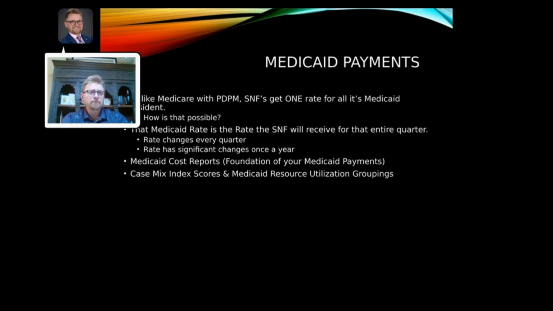Once a year, the rate can change significantly, and that's called rebasing. We'll also get into that. We'll also talk about cost reports and specifically Medicaid cost reports. We will get into the details of it in a later module, but in order to understand the foundation of Medicaid reimbursement, we have to cover a little bit of cost reports now. I want you to think of cost reports as the foundation of your Medicaid rate. And then case mix index scores. That is the big portion of this module. We're going to get into what they are, the resource utilization groupings that they correlate to, and that will be your assignment to understand and calculate some CMI scores.